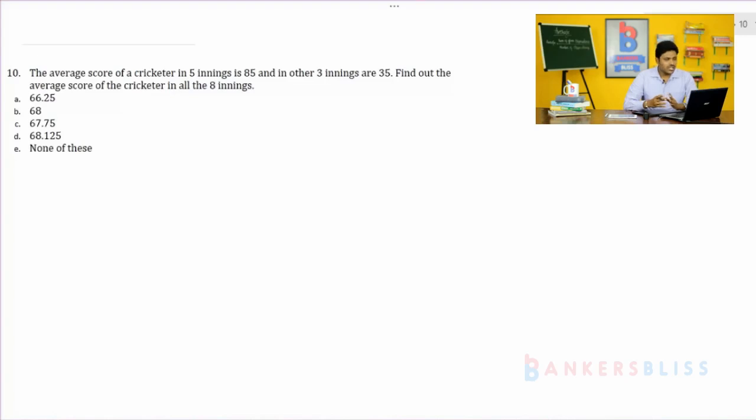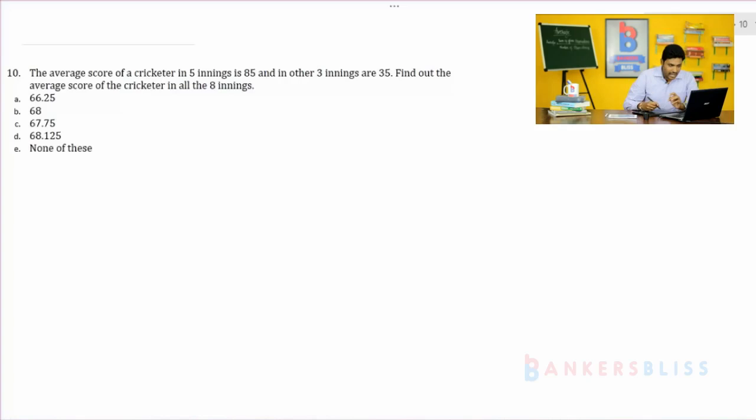See here, it is very difficult to share. The average score of the cricketer in the 5 innings is 85, and in the 3 innings it is 35. So how much to share? To whom we have to share? We don't know. If we know the average value, then it is very easy to identify how much we have to share. Here we don't know the average value of all the 8 innings. That is the thing we have to calculate.